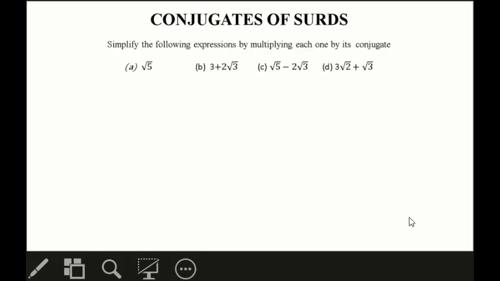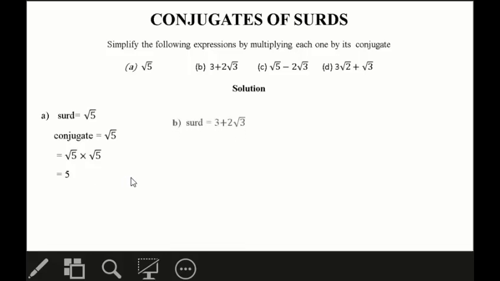So simplify the following expression by multiplying each one by its conjugate. So we have this expression, and the question is saying we should multiply each one of them by its conjugate. So you have your solution. Then we have our first expression, which is for question A. We have our surd to be root 5. Then the conjugate of root 5 is still root 5. So if I'm going to multiply the surd by its conjugate, then it is going to give me root 5 times root 5. And the result is going to give us what? 5.